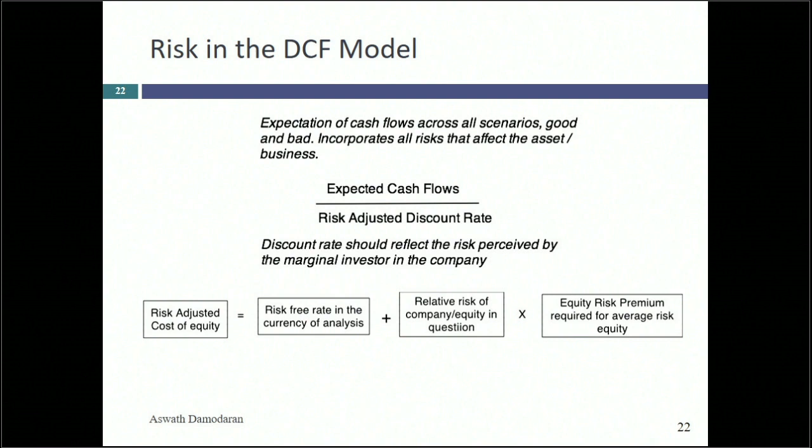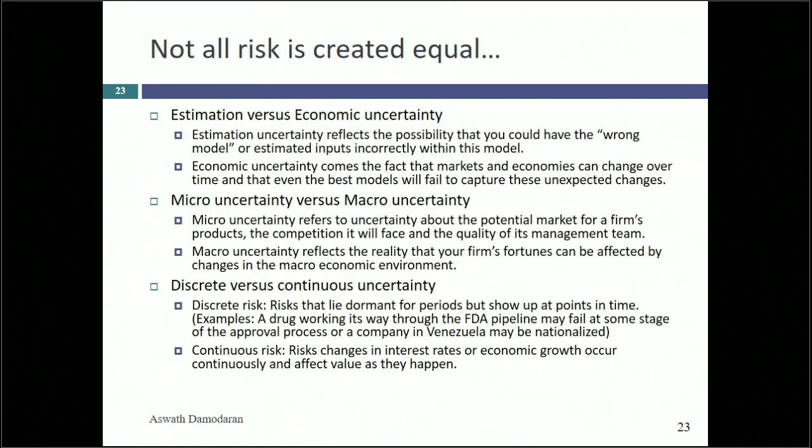You then measure the relative risk of a company. Is it more risky than average, or less risky? Whether you use a beta or something else, and look at the alternatives, that's what you're measuring. And then you look at the price of risk in the equity market, called an equity risk premium. Risk-free rate, beta, equity risk premium. Now before we get too involved in estimating these numbers, let's first talk about risk.